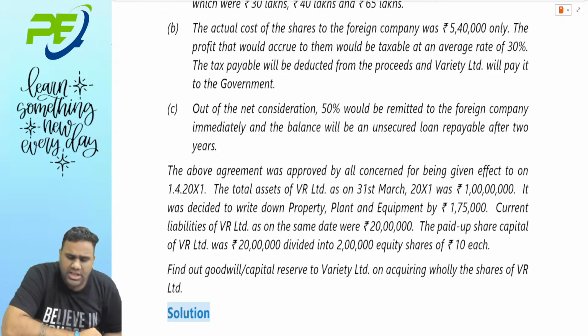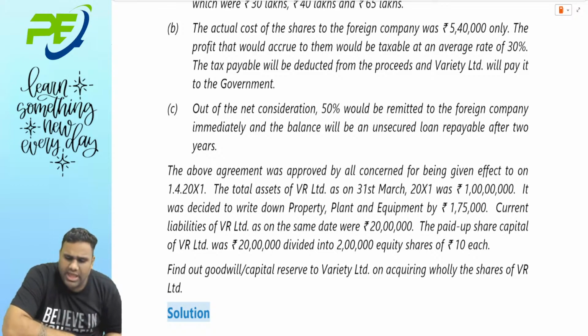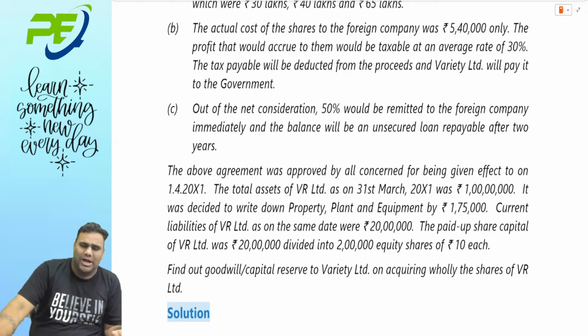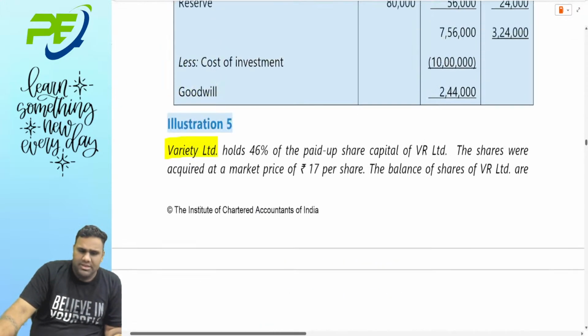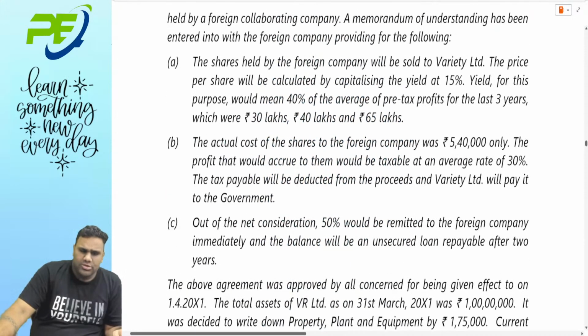The above agreement was approved by all the concerned for being given effect to on 1st April. The total assets of VR were 1 crore. It was decided to write down property, plant and equipment by 175. Current liabilities on the same date were 20 lakh. Paid up share capital of VR was 20 lakh divided into 2 lakh shares of 10 each. Find out goodwill or capital reserve to Variety Limited on acquiring wholly the shares of VR Limited. So a very beautiful question, everyone. There's nothing great here, only 46%, 17. Go through these points.